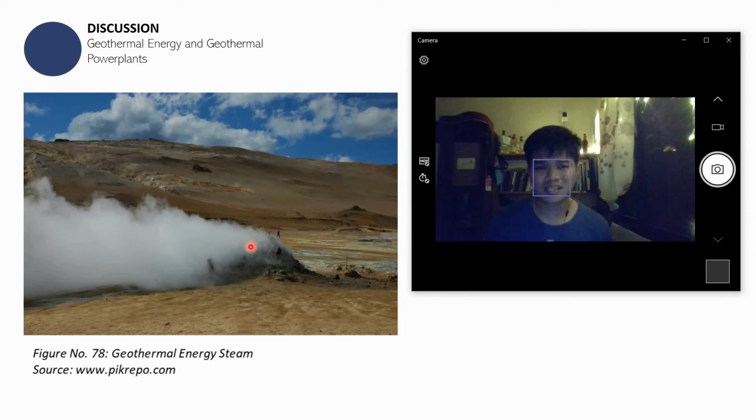So what we're saying here is ganito. Kung merong init na nagagaling mula sa beneath the surface of the earth, saan naman naggaling init na yun? Since, di ba, energy is neither created nor destroyed. So, saan nagagaling yung init na yun? So, the first source is that thermal energy comes from the decay of radioactive materials.